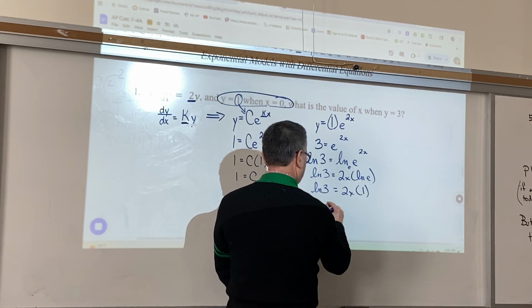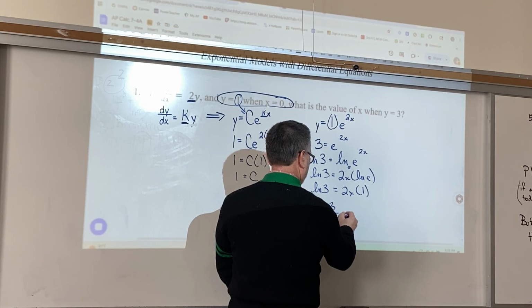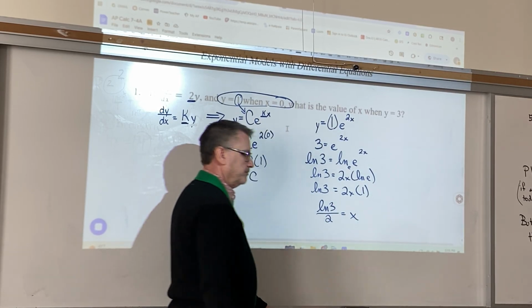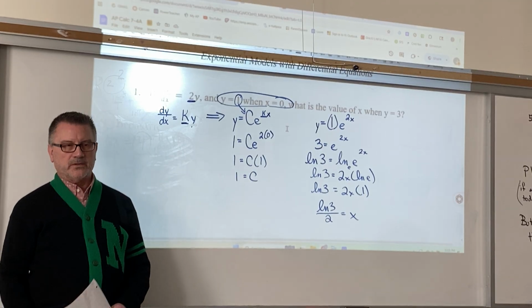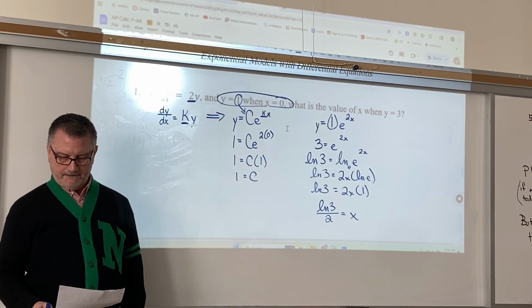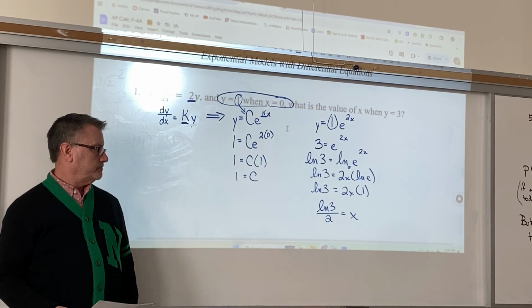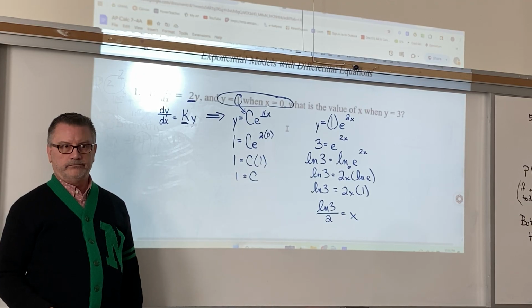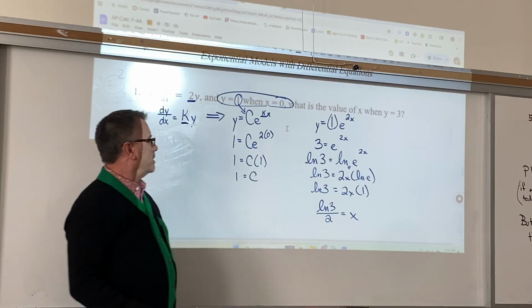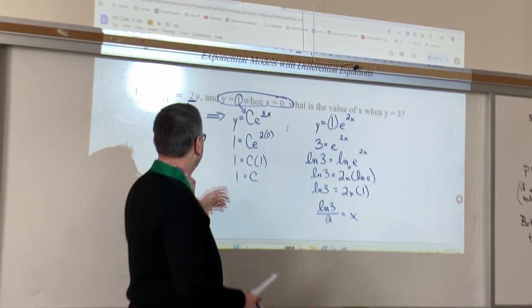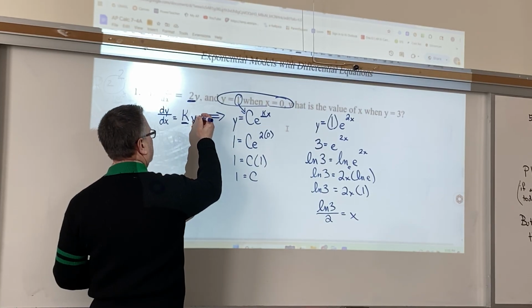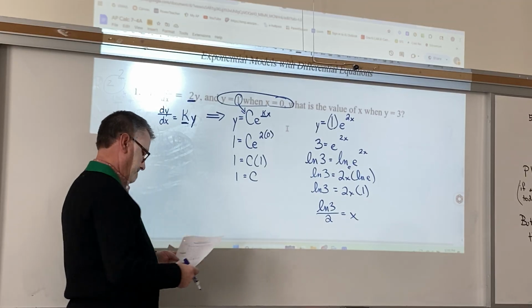And let's see, x, we'll divide by 2. Natural log of 3 divided by 2 is x. You can leave it like that if you want to, because the rest is just arithmetic. We got it. We got a solution. We knew what the solution was going to be because we already worked out how to find the solution.